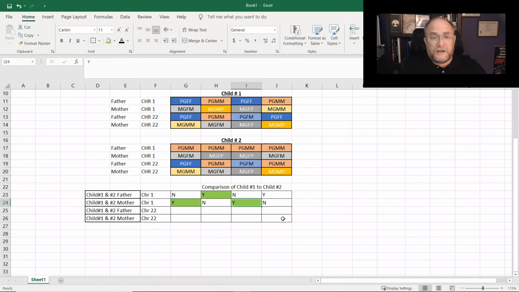And this is just by chance. I made this up as we went along. I actually did not plan for it to look like a zigzag there. So that's chromosome number 1.